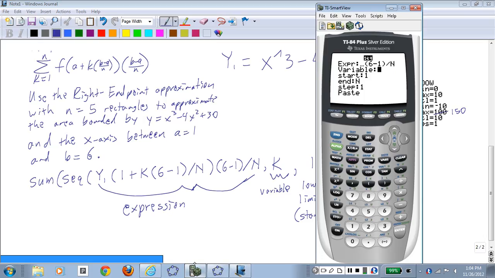And then we can close the parentheses. So the start is 1. It goes from 1 to n, and it increases by 1, increments by 1, steps up 1 each time. And then when I go down here to paste, hopefully it'll paste it all in there, and then the calculators will look alike. Paste.